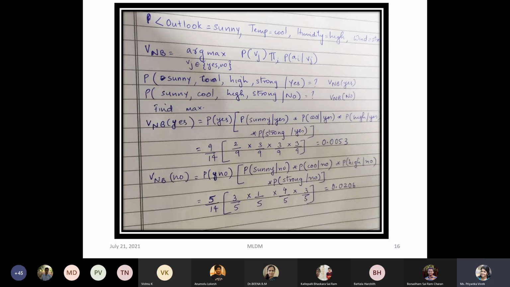For each attribute in the yes category, and each attribute's conditional probability given no, we multiply them, and then multiply by the particular class prior, that is, if it is yes, probability of yes, or if it is no, probability of no. Then you get some value. So for yes we got a value 0.0053. Same way for no, we got a value of 0.0206. Okay, now we should see whichever is maximum. So which is maximum, no or yes?